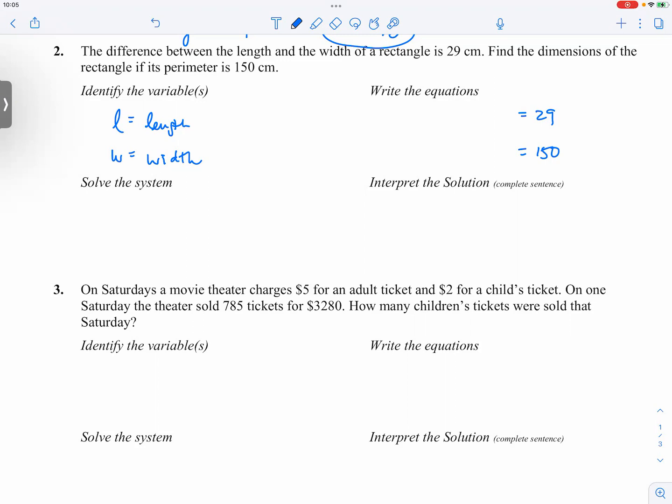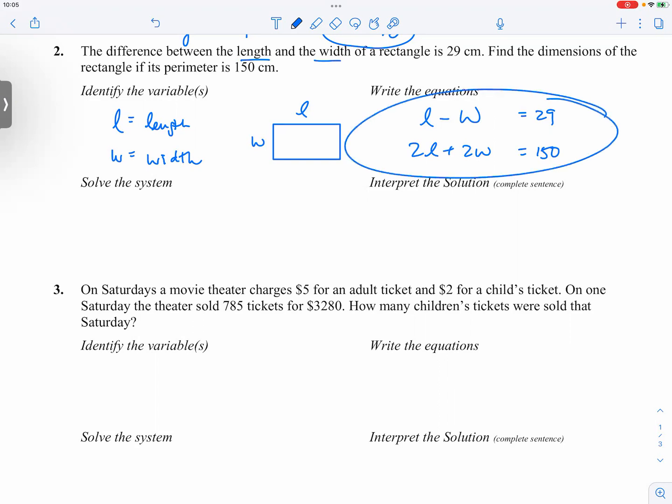All right, so what is 29? Well, if the difference between length and width, then we say, well, L minus W. Now, by convention, we always say L minus W, because the length is longer than the width. And then what is equal to 150? 2L plus 2W, okay? So if you know it's a rectangle, you have the length, you have the W, and then you have 2 lengths and 2 widths to make up all the sides of a rectangle. Then you go ahead and do that. And with this, can you go ahead and find out the lengths and widths yourself?